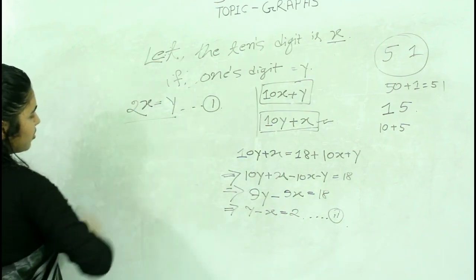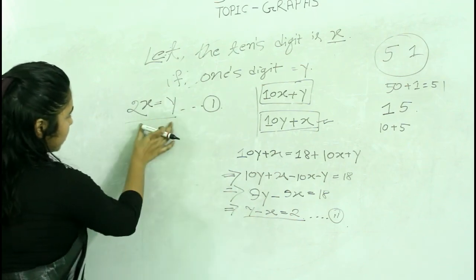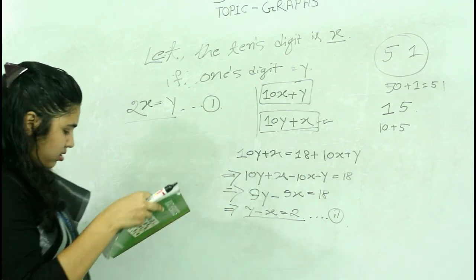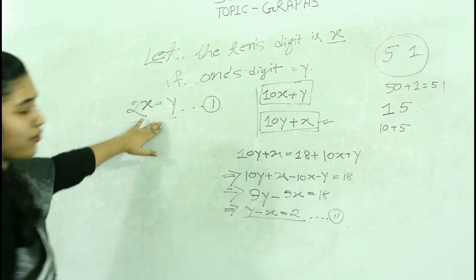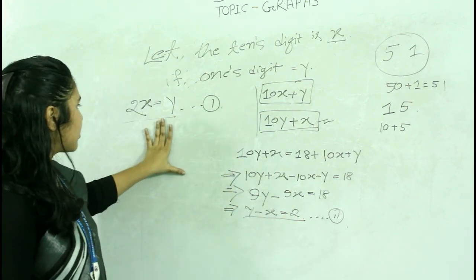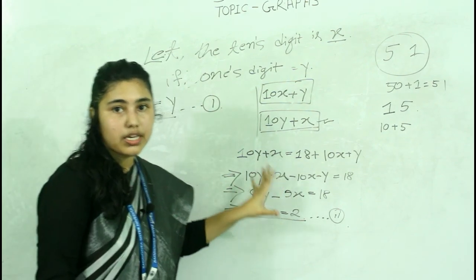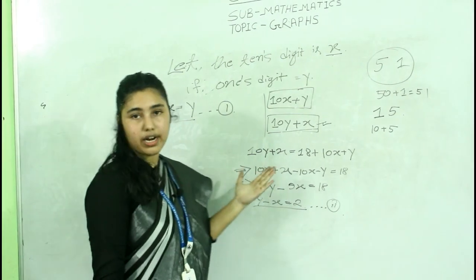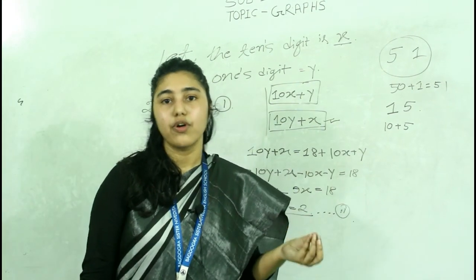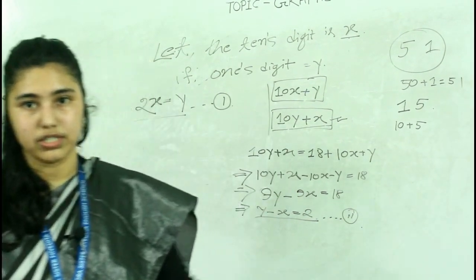So this is our first equation and this is our second equation, and these two equations, 1 and 2, that we have formed are the simultaneous equations. Now practice all the 7 questions carefully, because if you can understand these 7 questions, you are able to solve half of the questions of this chapter. So try to understand these 7 questions. Thank you, students.